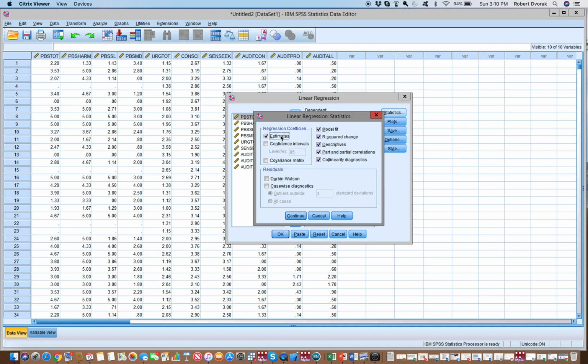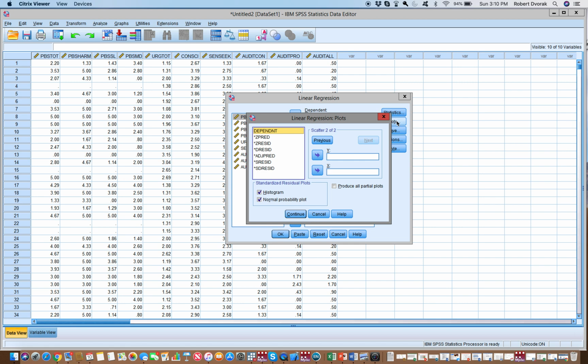All right, so we're going to want our regression coefficients. Let's get some residuals here. Model fit, R-squared, descriptive statistics, part and partial correlations, and collinearity diagnostics. This is something that we haven't talked about before, and we're going to talk about here today. Plots. We want to get some plots, and we're going to get plots of our residuals by our predicted.